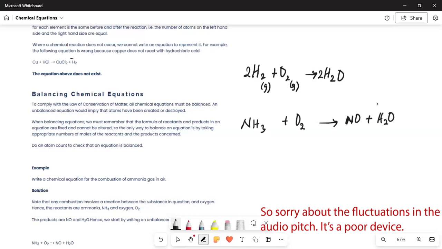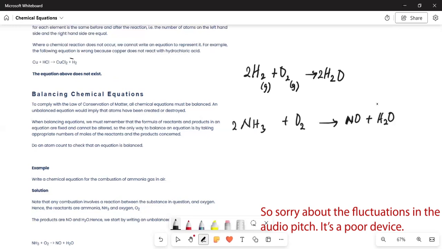Now, doing atom count, we see that the number of atoms on the left and on the right are not the same. On the left, we have one nitrogen. On the right, also one nitrogen. So nitrogen is okay. But hydrogen on the left, we have three. On the right, we have two. That means hydrogen is not balanced. Then oxygen on the left, we have two. On the right, we also have two. Let's start by balancing this hydrogen. I'll put a 2 here. Like I said, it's a trial and error.